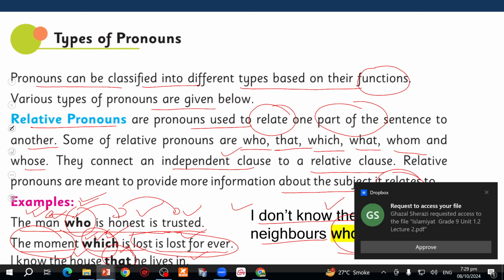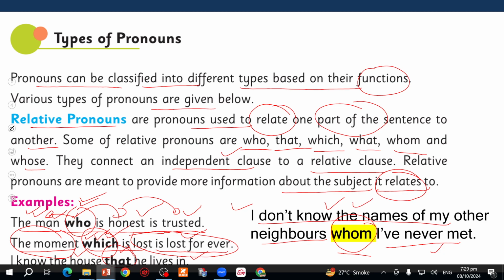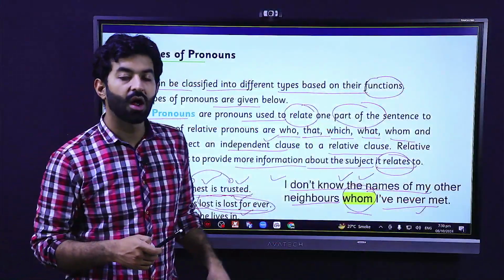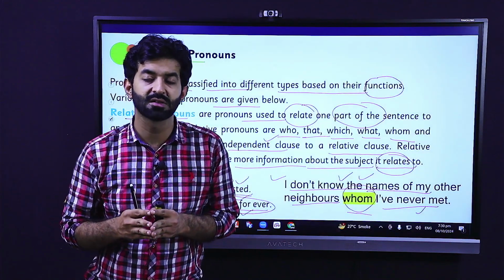And whom as well. So students, these are all the different relative pronouns. They have different functions. They work to give us more information as we talked about in the definition. So it provides more information about the subject it is relating to. Who is relating to the subject, the man. The moment is relating to the other part of the sentence by the relative pronoun which. Now these pronouns are relative pronouns. Try to make sentences using them.